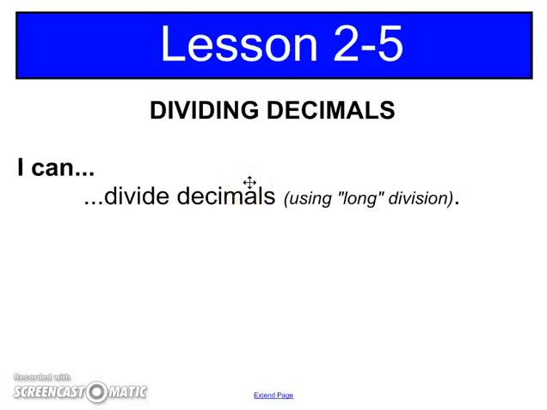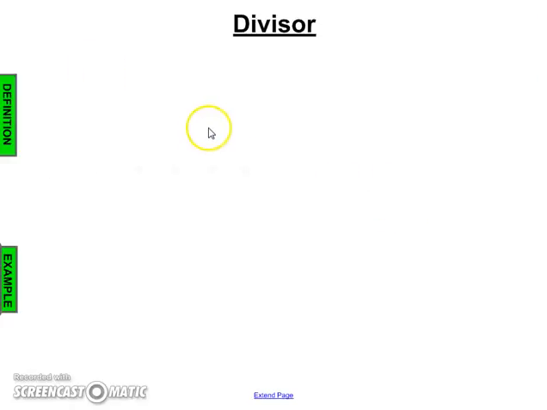All right, ladies and gentlemen, lesson 2.5, we're going to review our division of decimals skills. Again, this is a review topic. So at the end of it, hopefully we're able to strengthen our division of decimals. In other words, we're using long division, practicing our long division skills.